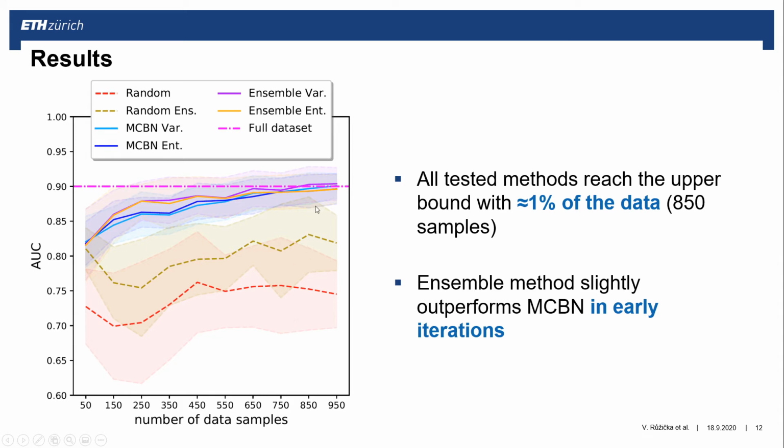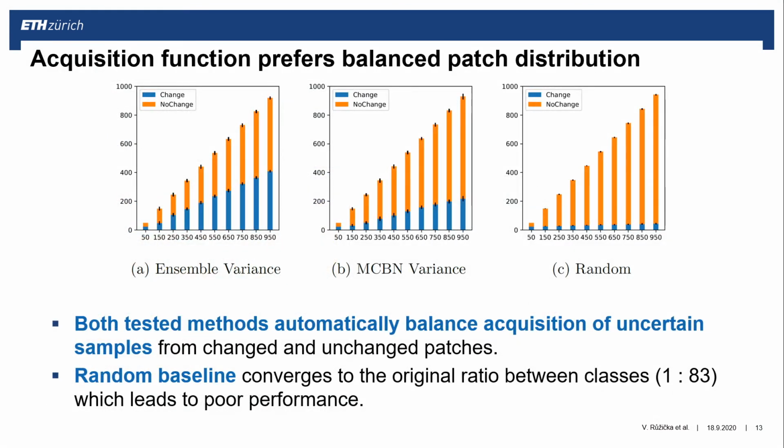We can also see that the ensemble method is slightly outperforming the Monte Carlo batch normalization in the early iterations. However, both of these methods are able to catch up. And also you can see that the random baselines are doing very poorly. And to provide some sort of intuition behind it, we can look at the next slide.